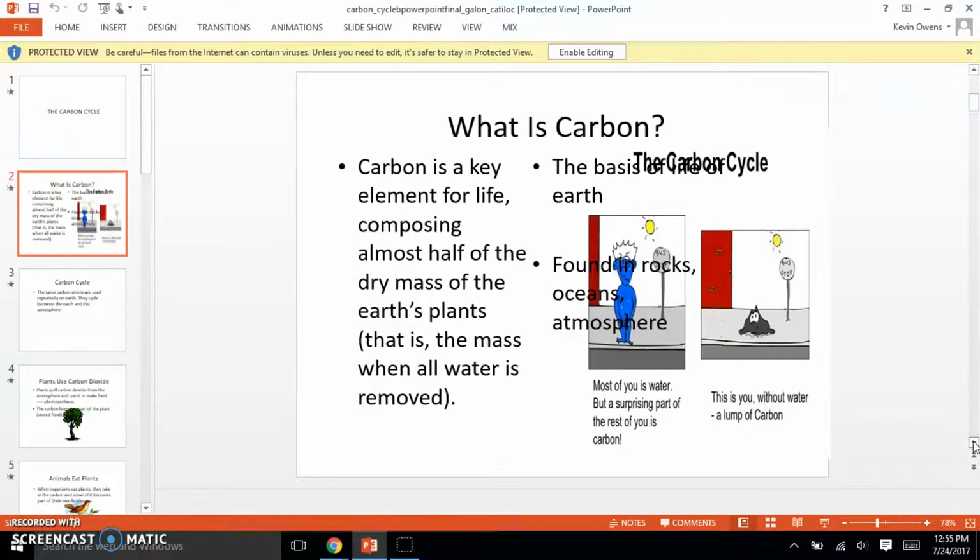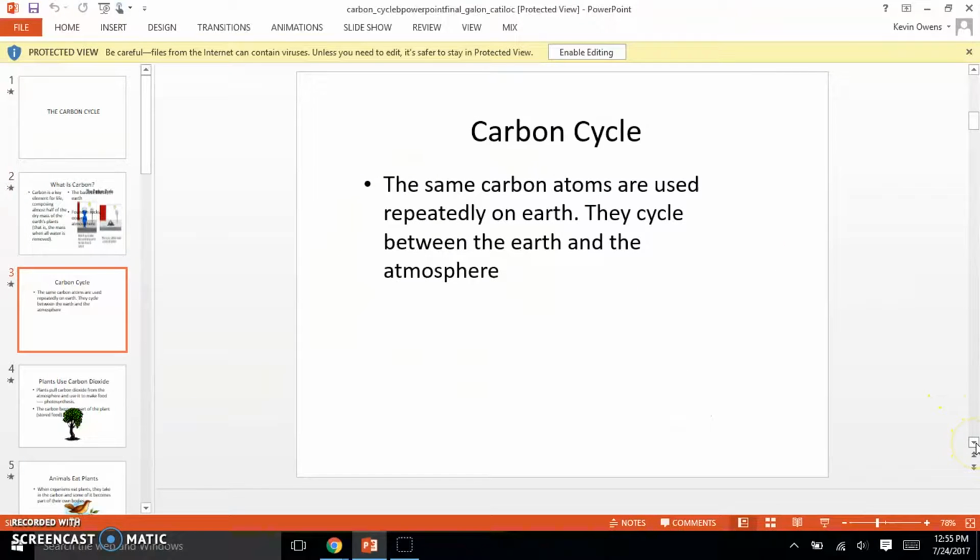Most of you, you see the little picture there, most of you is water, but a surprising part of the rest of you is carbon. This is you without water, a lump of carbon. The same carbon atoms are used repeatedly on Earth. They cycle between the Earth and the atmosphere.